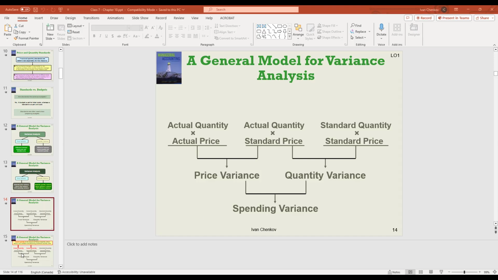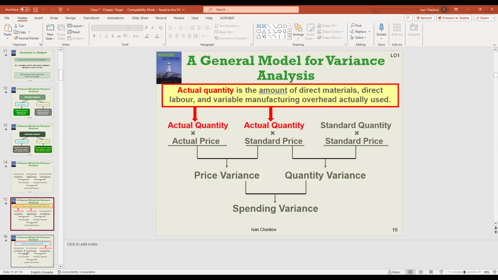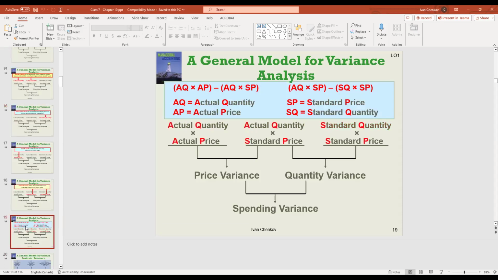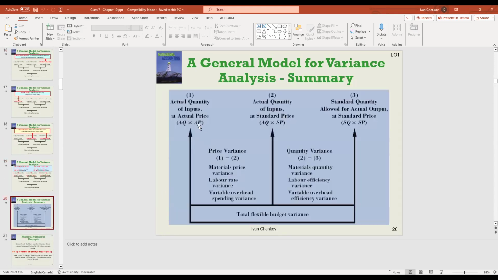Okay, let's continue now. That's the explanation of what I just said. And what we can do is highlight the letters. The price variance for direct material will be the material price variance. For labor, it will be the labor rate variance. And for the variable overhead, it will be the variable overhead spending variance. The quantity variance for the materials will be the material quantity variance. For labor, it will be the labor efficiency variance. And for the variable overhead, it will be the variable overhead efficiency variance.